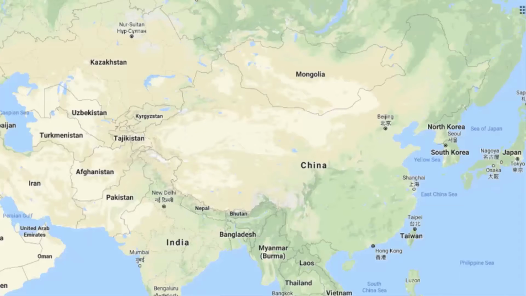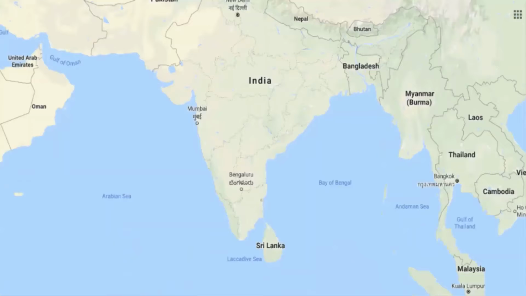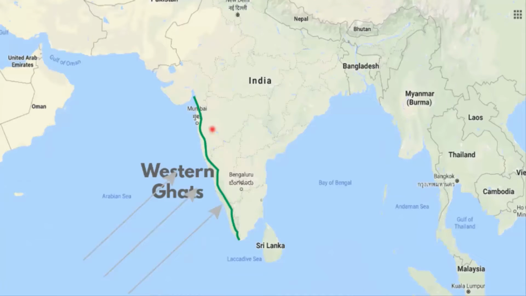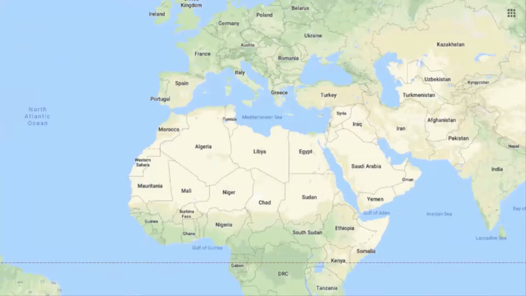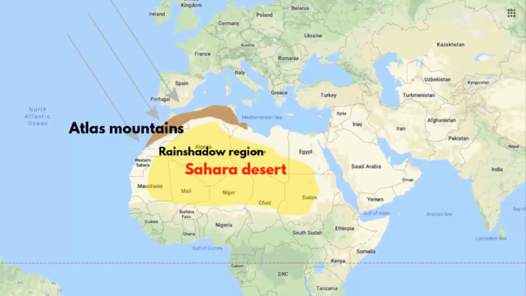Some examples of rain shadow deserts are Mongolia's Gobi Desert and the eastern part of the Western Ghats. If you look at the state of Karnataka, you will find many mini deserts located on the eastern side of the Western Ghats. Another example is the Sahara Desert, where the northern part of the African continent is covered with the Atlas Mountains that block the wind from the Atlantic Ocean and the Mediterranean Sea.